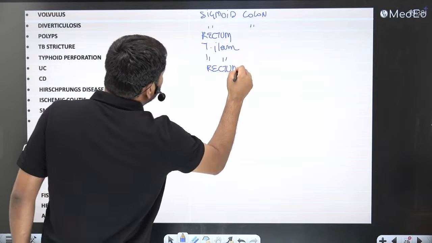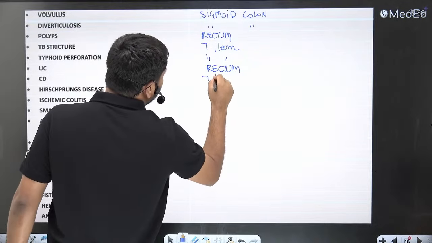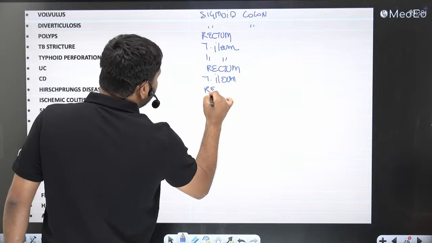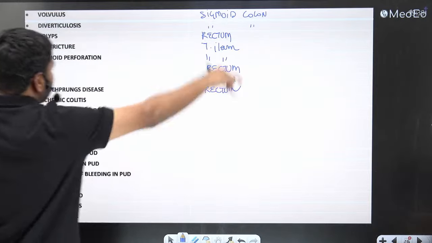Rectum mein milega. Crohn's disease, kahan milega? Terminal ileum mein milega. Right? Hirschsprung disease, kahan milega? Rectum mein milega. The most common site for Hirschsprung disease is rectum.